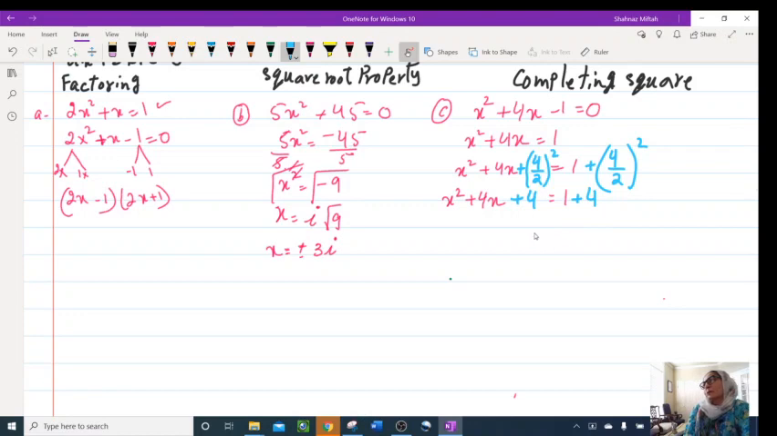Okay, now let's solve this. I have x squared plus 4x plus 4 equal 5. This side of the equation you can solve using your factoring. But do you see this factoring and that factoring is different, because that one had a coefficient of 2 and we had to check and see if it works.